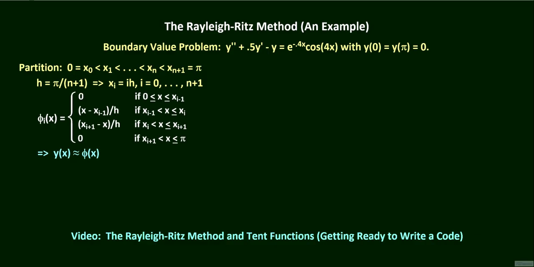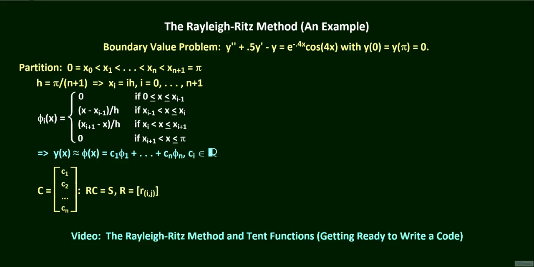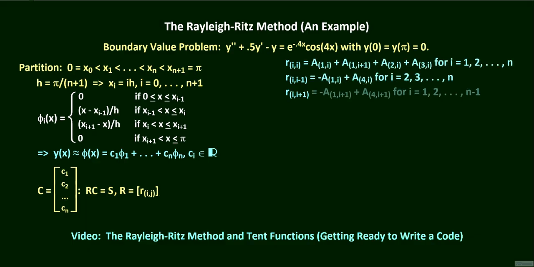Let phi of x be the resulting approximate solution so that phi of x equals the sum of the product of c sub i and phi sub i, where the c sub i's form the vector c and satisfy the equation the matrix R times the vector c equals the vector S. R is a tridiagonal matrix with R sub i, R sub i minus 1, and R sub i plus 1 being the only possible non-zero entries. We wrote these formulas for R sub i, R sub i minus 1, and R sub i plus 1 in the video The Rayleigh Ritz method and tent functions getting ready to write a code.